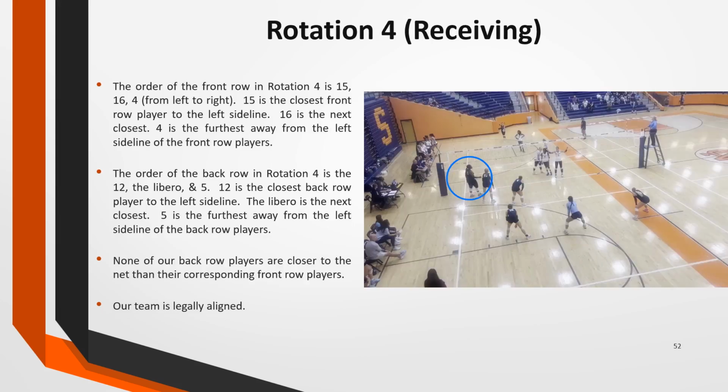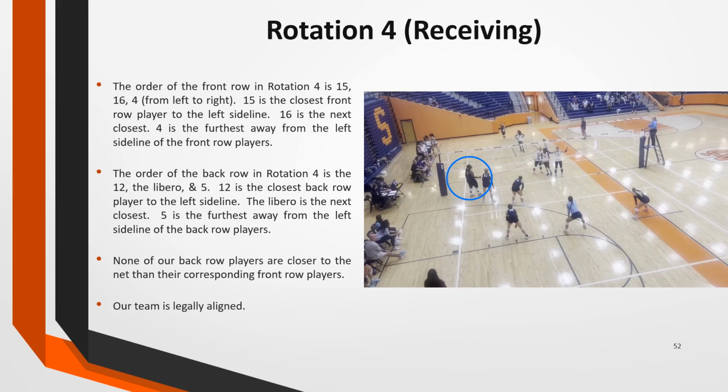Let's look at rotation 4 receiving. The order of the front row in rotation 4 is 15 our setter, 16 and 4. They seemingly are right next to each other and above the attack line. And we can tell that they are legally aligned with respect to our front row players and the left sideline.